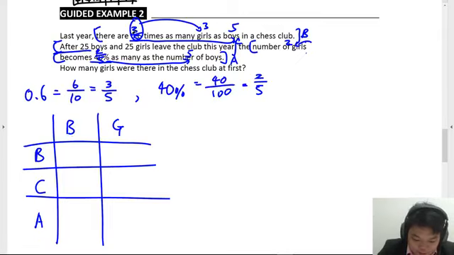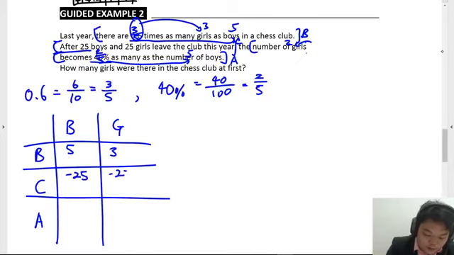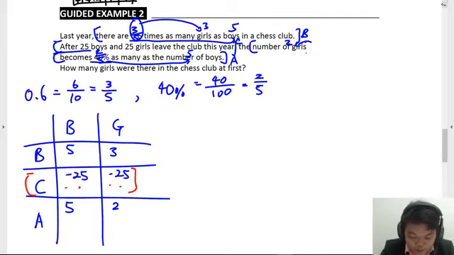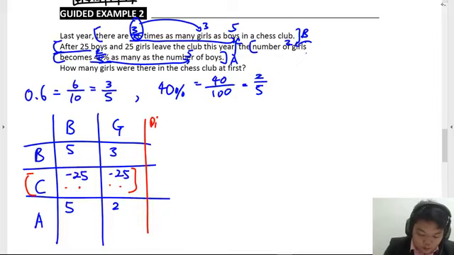Right, so let's allocate the units now. 3 goes to girls, 5 goes to boys. 25 boys, 25 girls leave the club this year. That's the change. The number of girls becomes 2/5 the number of boys. So 2 goes to girls, 5 goes to boys. Now, let's look at the change rule. Over here, we see that we have the same numbers with the same signs. Hence, we can conclude that the difference here remains unchanged.